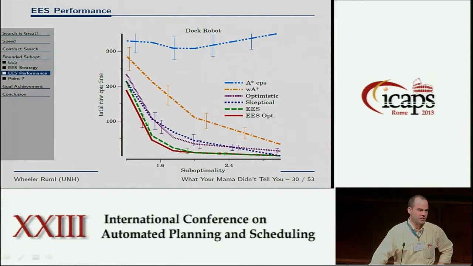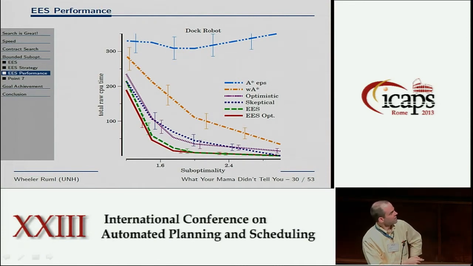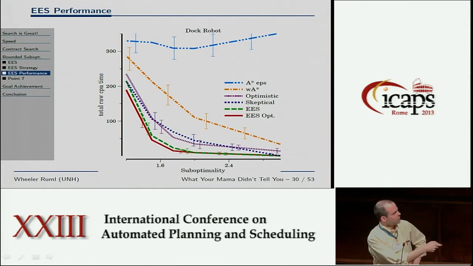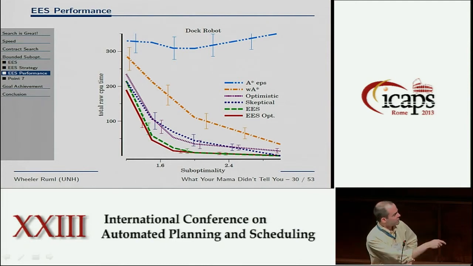This is the running example domain in Malik and Dana and Paulo's fantastic textbook, the dockyard robots. Here we have CPU time. Here we have the suboptimality bound. So the name of the game is, for a particular suboptimality bound, how fast can you be? There are a couple of different flavors of EES that I haven't really spelled out for you, but there are these colored lines here, green and red, and you can see that compared to weighted A star, they're actually about 30 times faster.